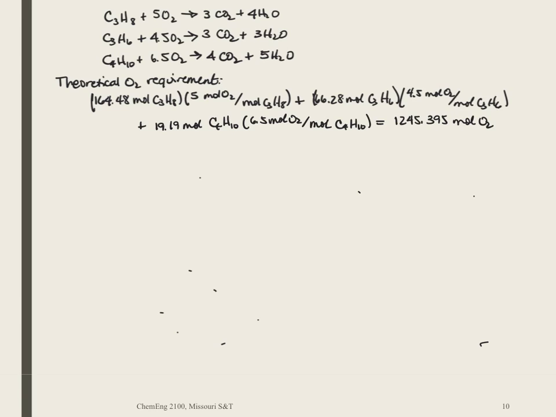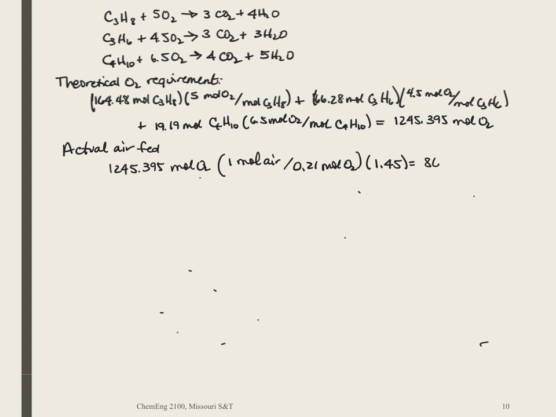Now, theoretical air is based on the actual amount fed in the fuel, not the amount that actually reacts. Okay? Now, if I want to figure out how much actual air, first of all, this is oxygen, so 1,245.395 moles O2. 1 mole of air is 0.21 moles of oxygen. So this tells me the theoretical air. And then I have 45% excess, so multiply by 1.45, telling me that I need 8,600 moles of air. Okay, so that's how much air will be fed.